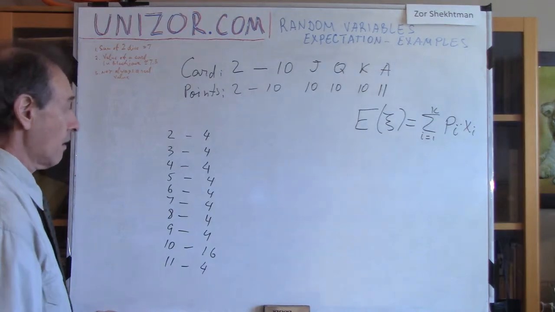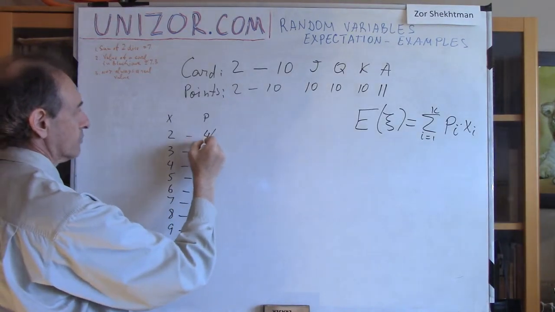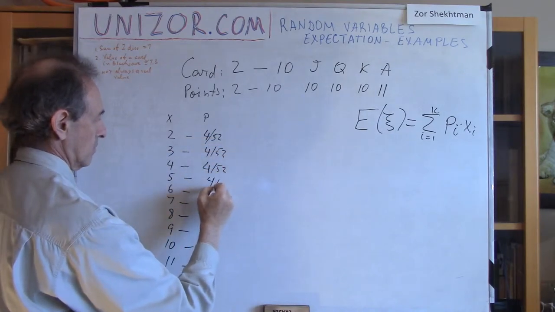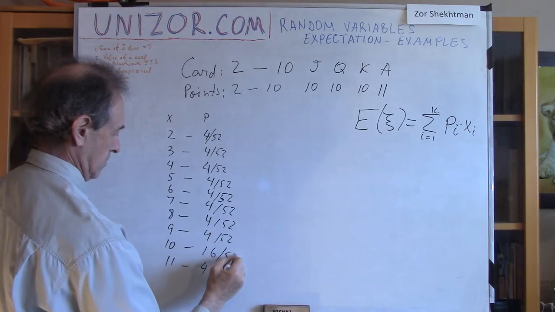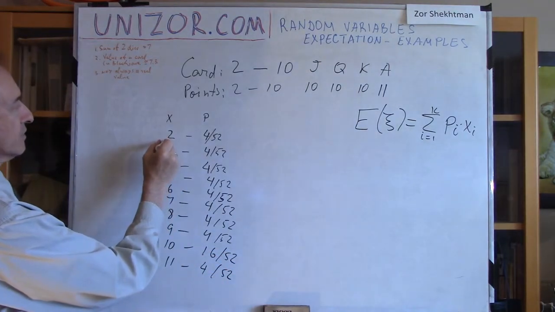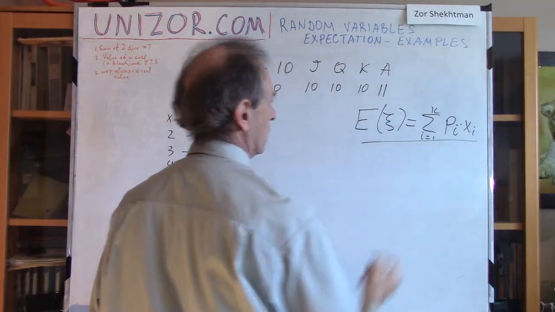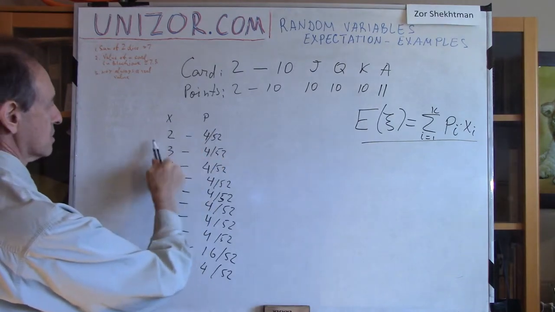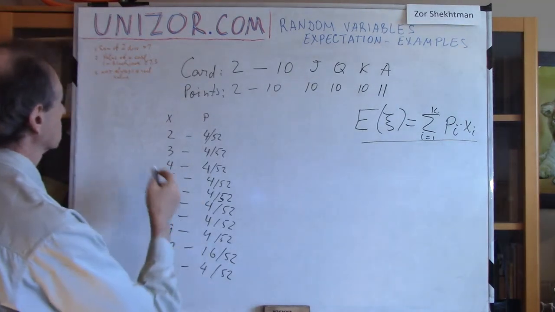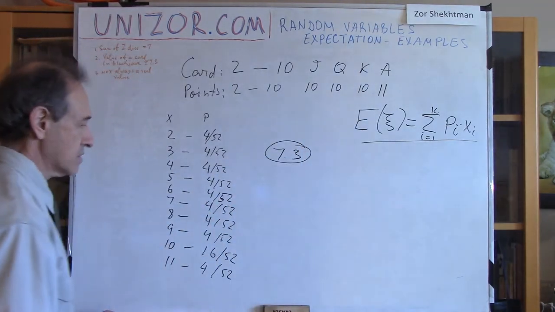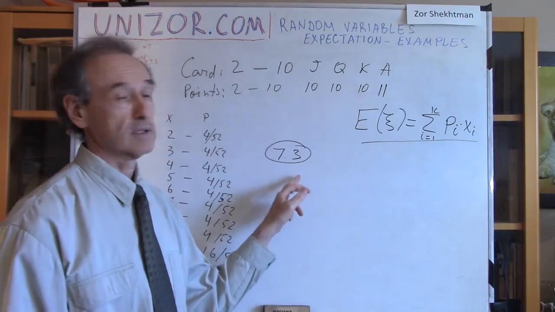So the probabilities are correspondingly, for a number 2, so this is an X, and this is a probability. I have to actually divide by 52, all of them. Now, if I multiply the value of the variable times its probability and add them all together according to this formula, right? It's the product of the values and probabilities. Then I will get my expectation. And I have calculated it, and it came to about 7.3. So the expected value of the card which you randomly pick from the deck of cards is 7.3.